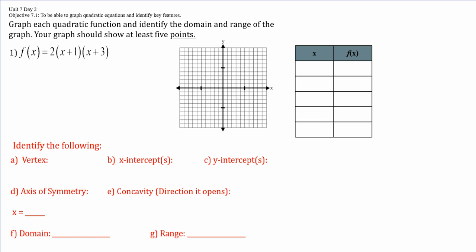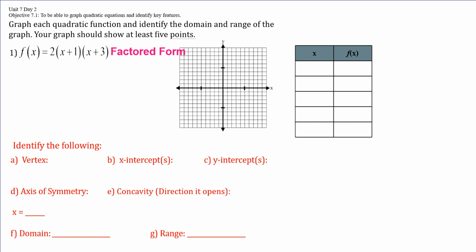So let's try this one here. We've got f of x equals 2 times the quantity x plus 1 times the quantity x plus 3. This equation is written in what format? It's always the first thing you want to ask yourself. And here we can see that this is already written in factored form.